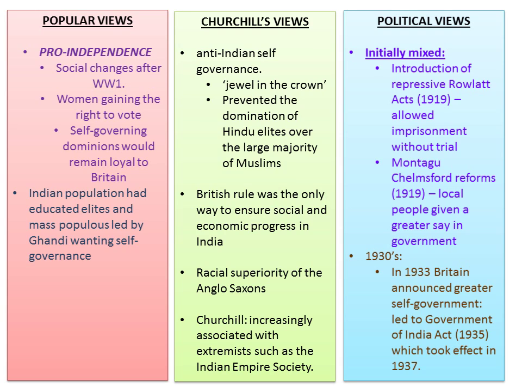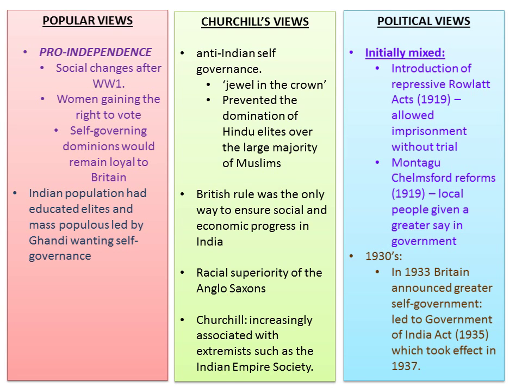However, by the 1930s, mainstream British political opinion was pro-independence, with Britain announcing its intention of greater self-government in 1933, paving the way for the Government of India Act 1935, taking effect in 1937. This political opinion was not only in response to the wishes of the Indian populace, but also due to the increasing economic implication of maintaining the status quo. In complete opposition to this, Churchill was anti-Indian self-governance, believing India to be the jewel in the crown of the British Empire, and that it should be maintained at all costs.